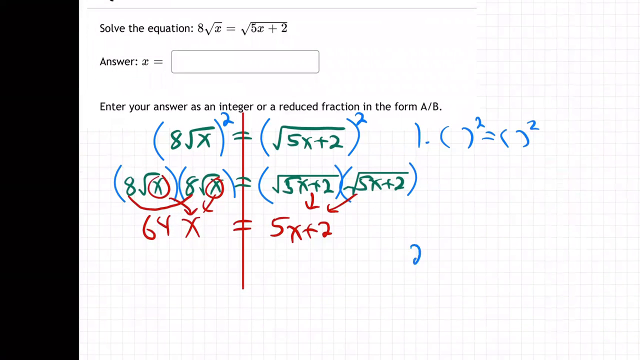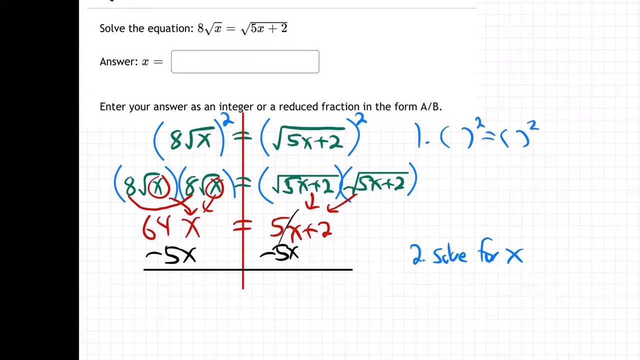Just solve for x. Now that the square roots are gone, it's just a more normal question. When you have x's on both sides, you've got to get rid of one of them. So subtract 5x from both sides. Boom, boom. What is this? 59x equals 2, like so. Last step, divide by the 59. Boom, boom. There we go.